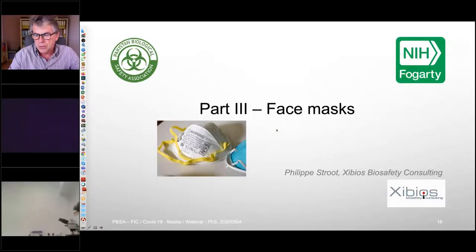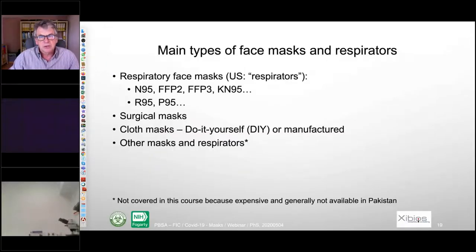So this third session is about face masks. The purpose is to present the different types of masks. We start with the mask that most of us know quite well, N95. But as you see on this picture, there are different other types of masks. I will explain a little bit more about that.